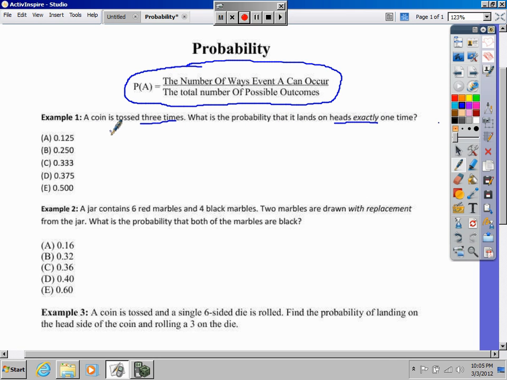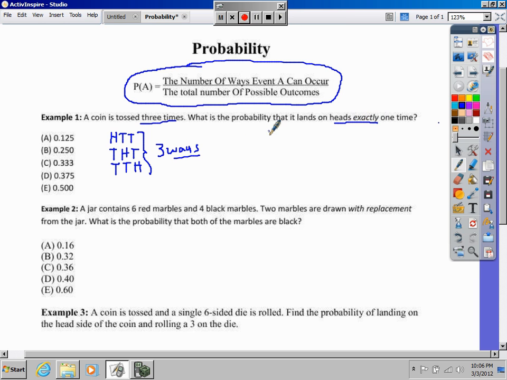So if I toss a coin 3 times, I could have heads, tails, tails, or I could have tails, heads, tails, or tails, tails, heads. So there's actually 3 ways that we could have a head exactly 1 time. We can only have 1 head when we toss the coin 3 times.